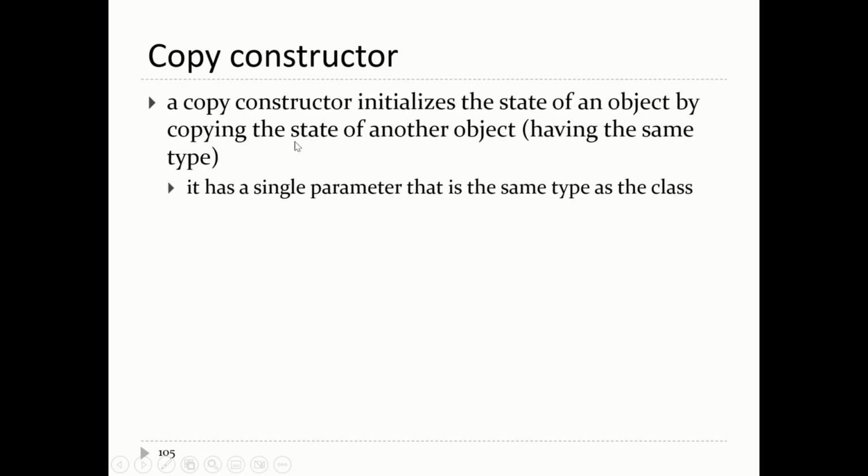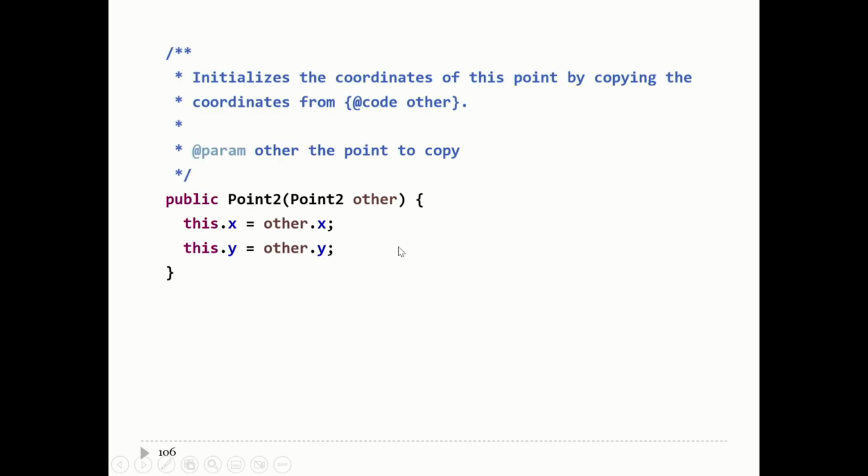Okay, what about copy constructor? So a copy constructor initializes a new object by copying the state of an existing object. And you can tell it's a copy constructor because it always has one parameter, and the type of the parameter is always the same as the class. So for the Point2 copy constructor, it's got one parameter, and its type is the same as the class that it's in.